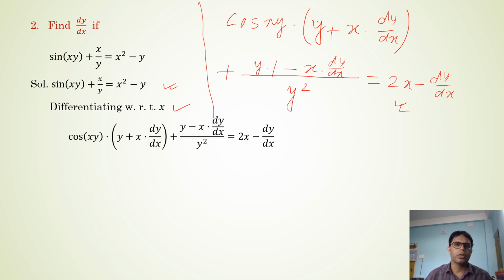So differentiation is cos(xy), because sine differentiation is cos(xy), and then xy differentiation is y plus x into dy/dx. I have already written here y plus x into dy/dx, and here you have to use the quotient rule, x by y, so it is y², and then in the numerator y minus x into dy/dx. I already discussed just now. So that is equal to, on the right hand side, x² differentiation 2x and y differentiation is dy/dx.